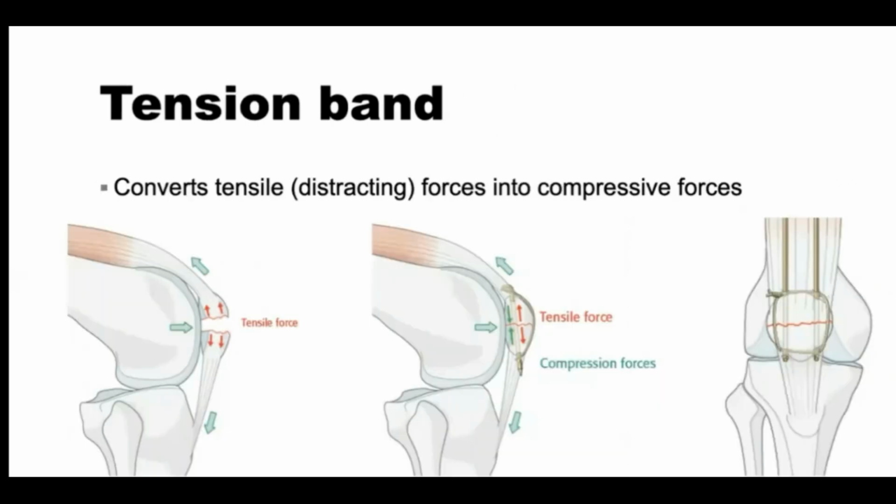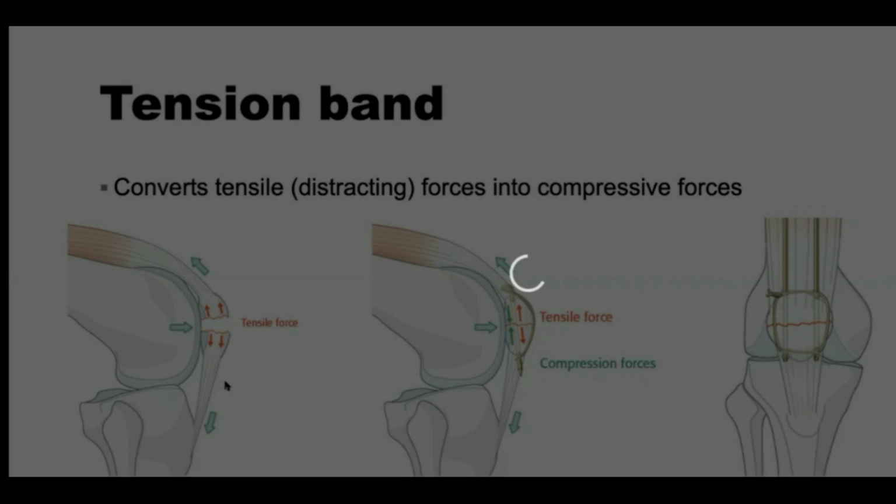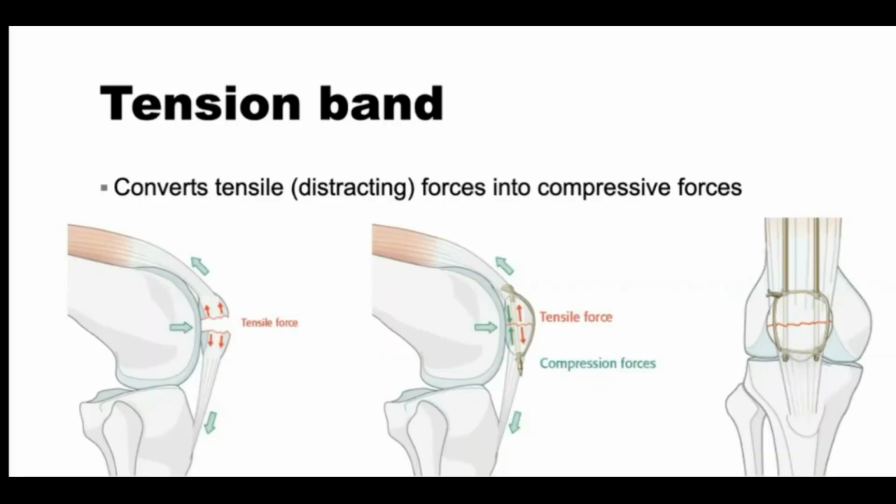Okay, quickly, I wanted to mention the tension band concept, because you guys may hear of this as well. And so the idea of a tension band is that it converts what we call tensile or distracting forces away from the joint, on the far side here, usually imparted by a bone within or near a tendon origin and insertion, into compressive forces at the articular surface.